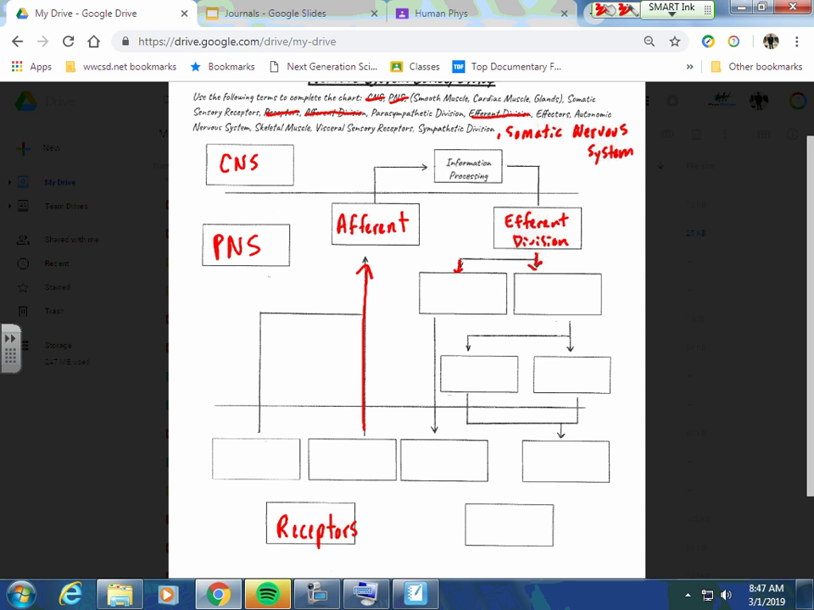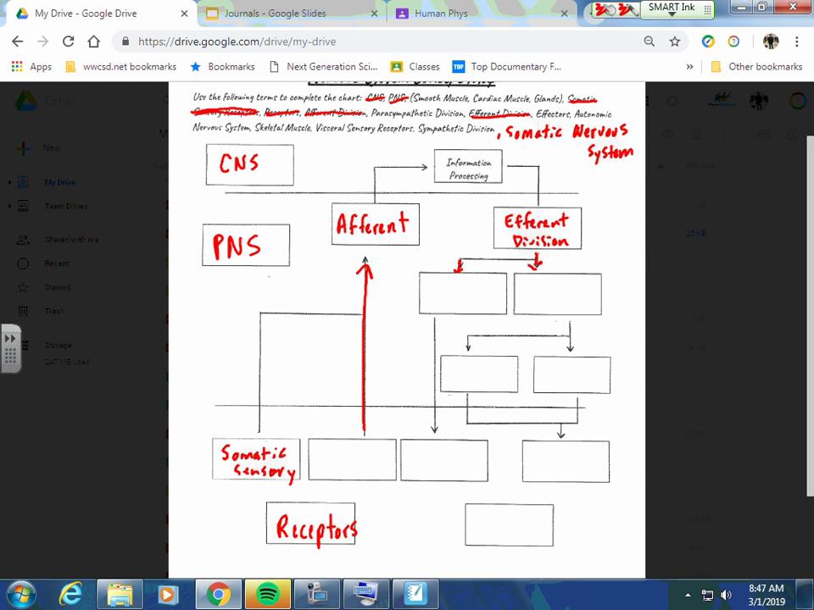Now, in terms of where the messages are coming from and where the messages are going to, we're still going to be thinking about the voluntary and involuntary, which we talked about in the notes about somatic and autonomic. But that's not necessarily what we use for the receptors. We'll still use somatic, so we can have somatic sensory receptors. Okay, so that's one of those options. And so that is this.